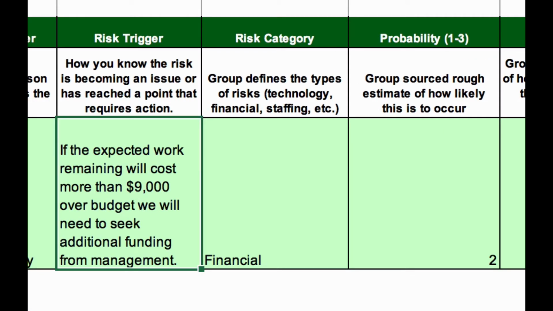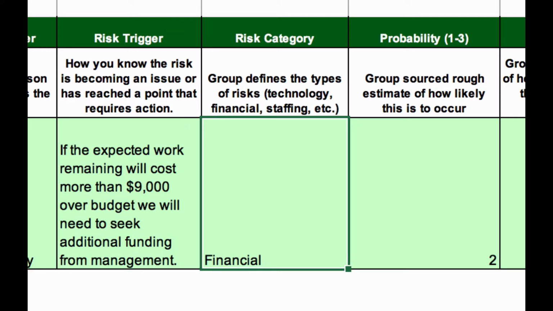You also want to identify the trigger. So how do we know that this risk has actually become an issue, right? So we might say if the expected work that we have remaining is going to cost more than $9,000 beyond the budget, what we're going to have to do is go get additional funding from management so that we don't run out of money.